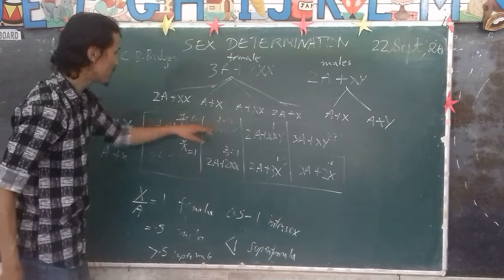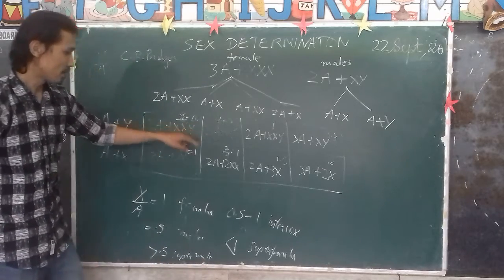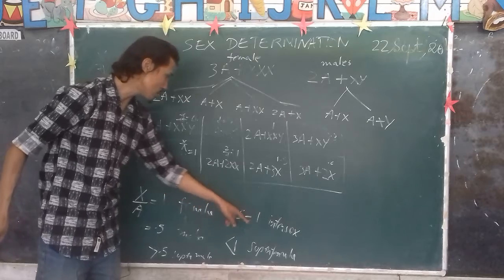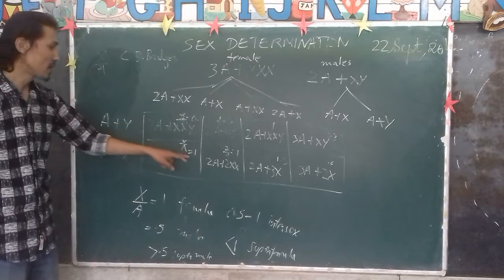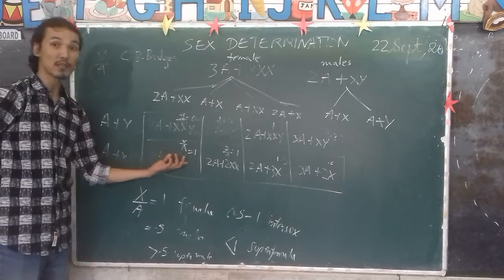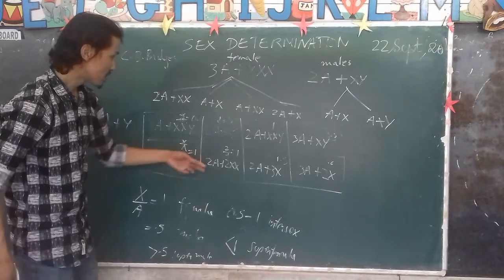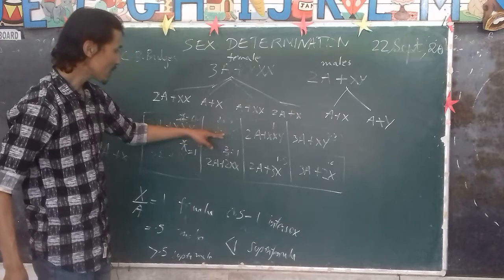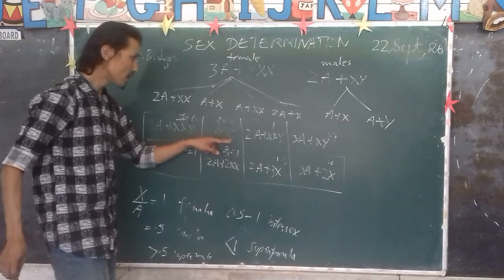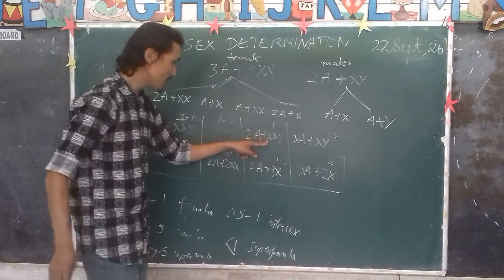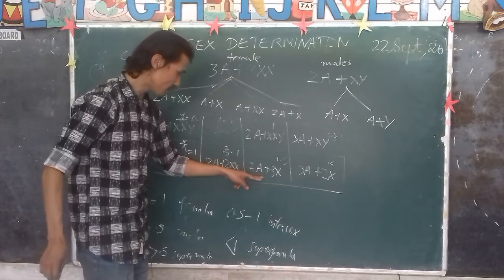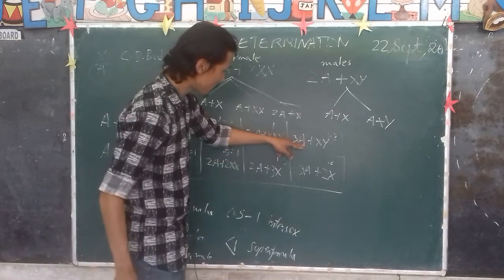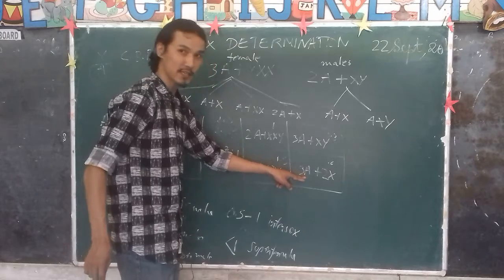So in this case the ratio is 0.6. That means it ranges from 0.5 to 1. So this individual is an intersex. In this case the ratio is 1. That means this individual is a female. Similarly, the ratio is 1, this individual is also a female. 0.5 male, 1 female, 1.5 super female, 0.3 super male, intersex.